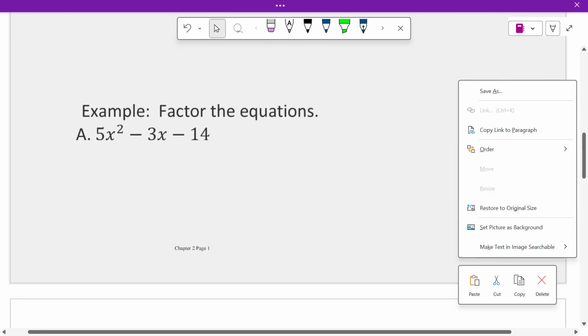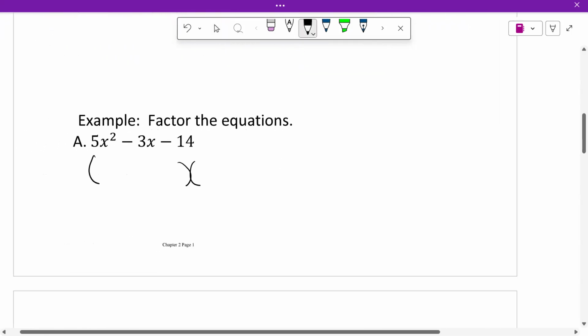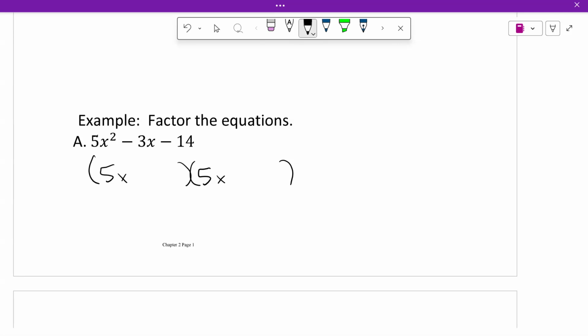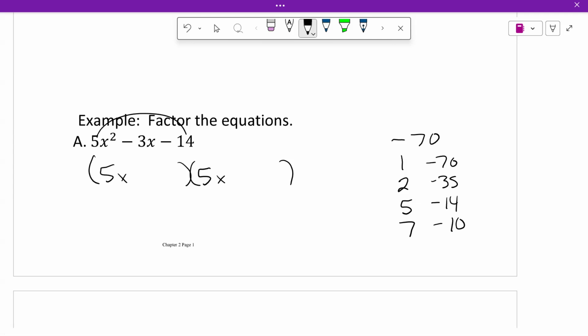So here we go. For this one, put down two sets of parentheses. We're going to go 5x and 5x. We're going to multiply 5 and negative 14 to be negative what? 70. Okay? Factors of negative 70 are 1 and 70, 2 and 35. 3 doesn't go in there. 4 doesn't go in there. 5 goes in there 14 times. 6 doesn't go in there. 7 goes in there 10 times. Okay? The signs are the same or opposite? Opposite. The bigger one is negative. So which of these adds up to negative 3? So we go plus 7 minus 10.